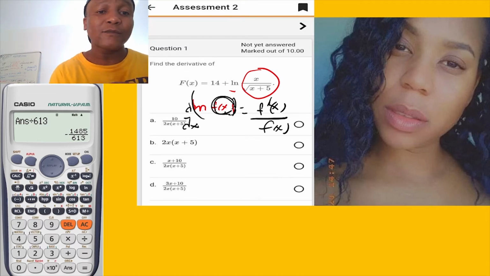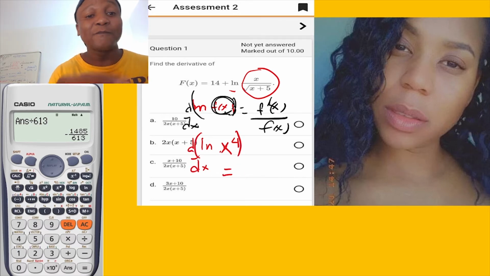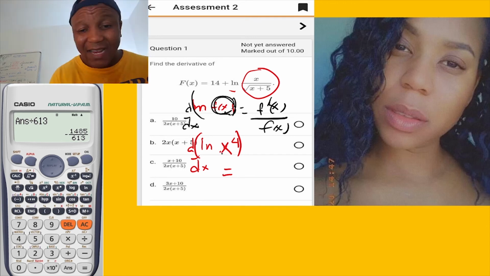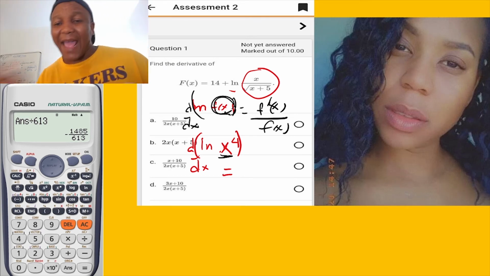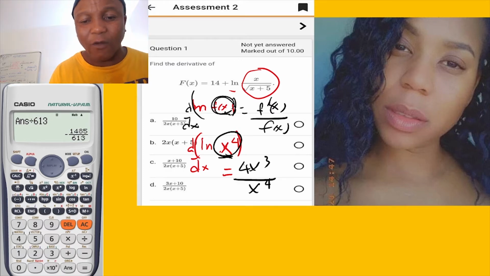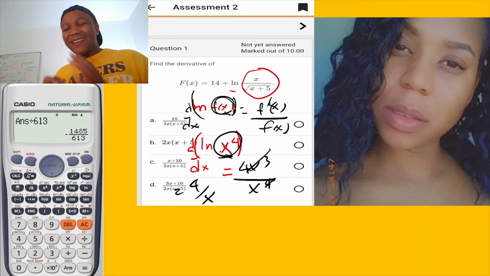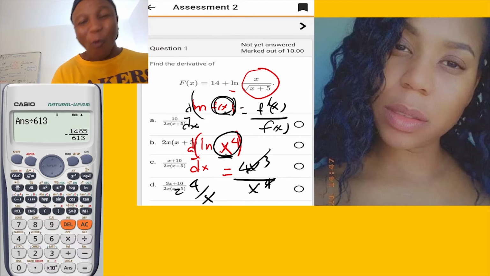So if somebody gives you, let's say, ln of x to the power 4 and says take the derivative, I look at what is inside the ln and differentiate that. The derivative of x to the power 4 is 4x cubed, over exactly what you have, x to the power 4. The x cubed cancels with the x to the power 4, and this is going to be 4 over x. You need to know that before we start to solve our question.